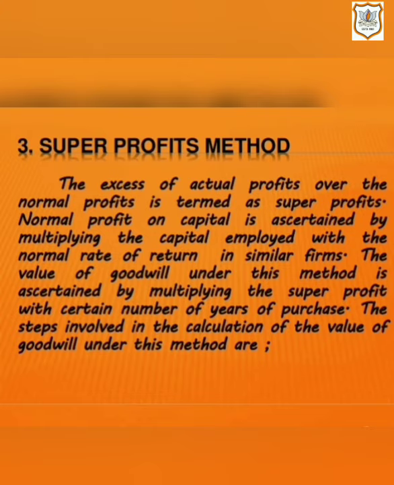return. But a business advantage lies in the excess of the normal return on capital employed. It is only such enterprises which enjoy goodwill. The excess of actual profit over the normal profit is called super profit. Goodwill under this method is calculated by multiplying the super profit with the agreed number of years' purchase.